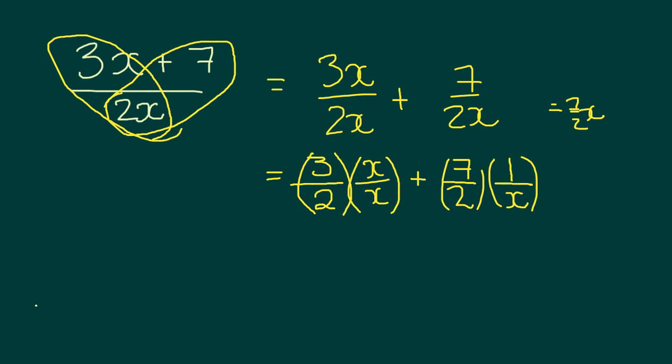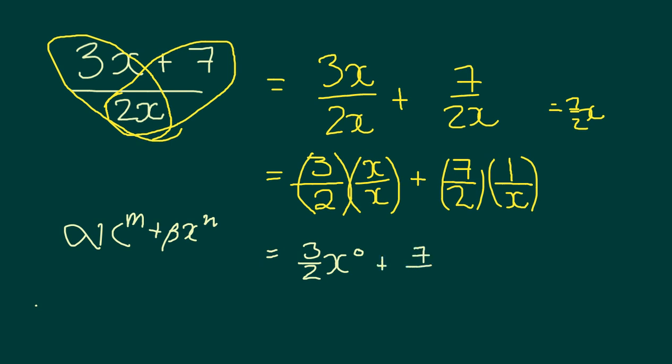Okay, so sorting it out into the form that I want it in, don't forget, which is alpha x to the m plus beta x to the n. This gives me 3 over 2, there's my number, there's my alpha. Technically x to the power of 0, so we might not want to write that, but we'll write it for a minute. And then 7 over 2, x to the minus 1. Don't forget 1 over gives you a minus 1. And we could, of course, rewrite that as 3 over 2 plus 7 over 2, x to the minus 1.